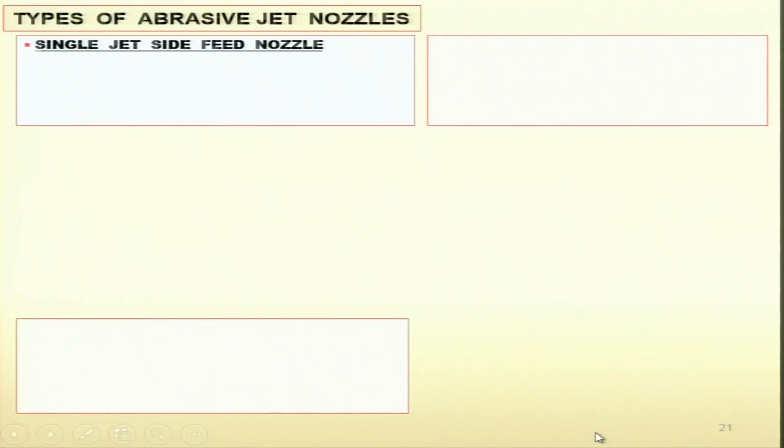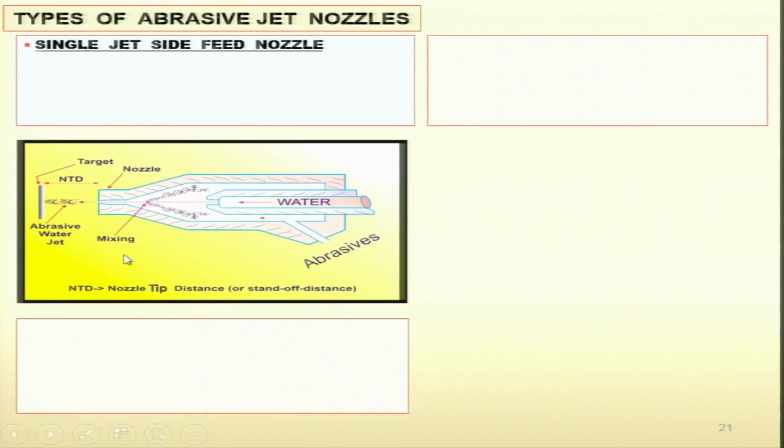Types of abrasive jet nozzles. You can have single jet side feed nozzle. I will show you the picture. You can see here, this is the single jet coming over here, and from the side you are feeding the abrasive particles, and you have the abrasive water jet nozzle over here, and this is the workpiece, and the distance from the surface being cut and the bottom of the nozzle is known as nozzle tip distance. This is the target, that is the workpiece, nozzle, and this is the mixing over there.